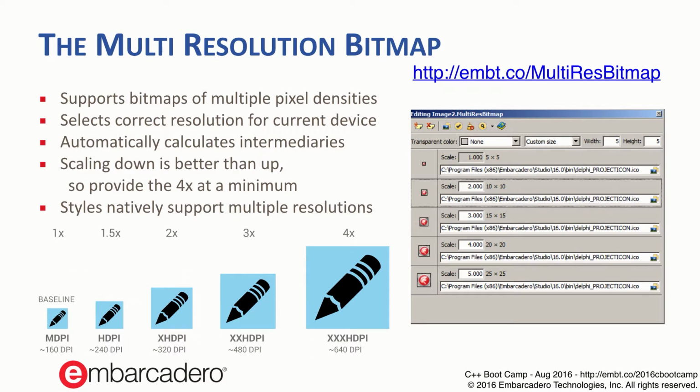So scaling down is better than scaling up. And a lot of people are like, oh, why don't I just provide the 5x one and it'll just scale it appropriately? I couldn't find a really good example of this, but essentially, sometimes when you scale things down, the details become kind of muddy looking. So for example, let's say you have a graph, or your big icon has text in it. When you shrink it down, that text kind of all runs together and it just looks like junk.